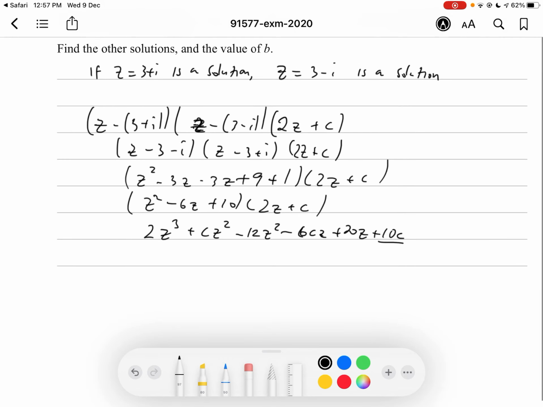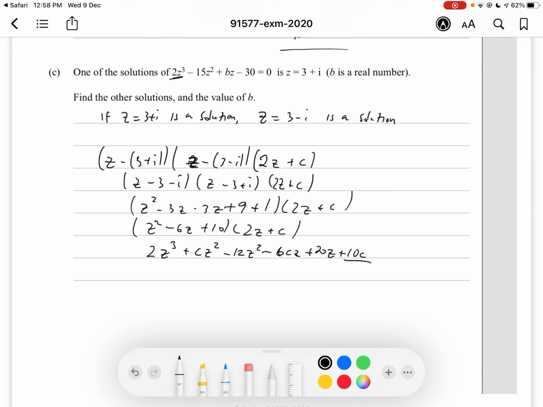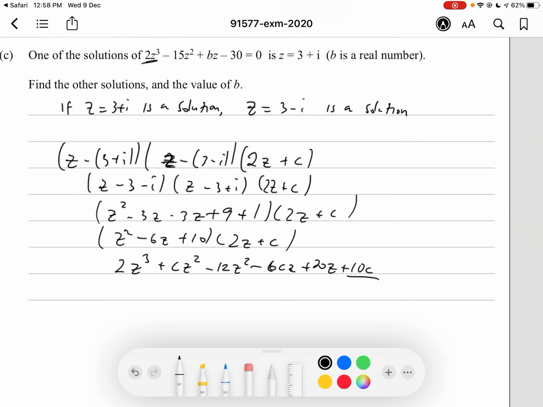So for this case, we're going to see that 10c is the only term that's independent of z. So therefore, 10c must be equal to the term that's independent of z in our equation, which is -30. And therefore, we can see that c equals -3.